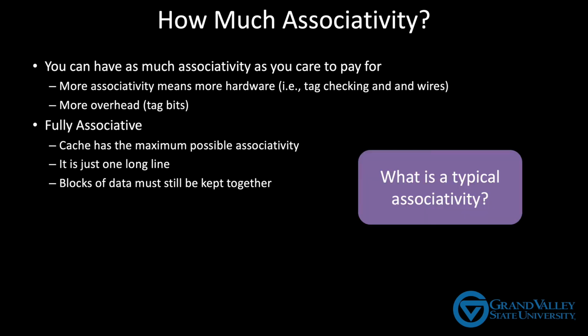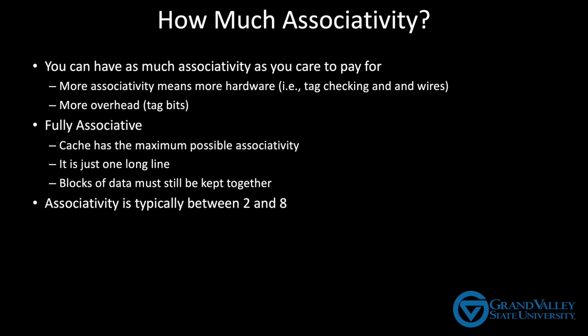So what is a typical associativity? How much associativity can we have before it practically gets too expensive? Most caches have an associativity somewhere between 2 and 8. However, this is determined not so much by cost, but by usefulness.